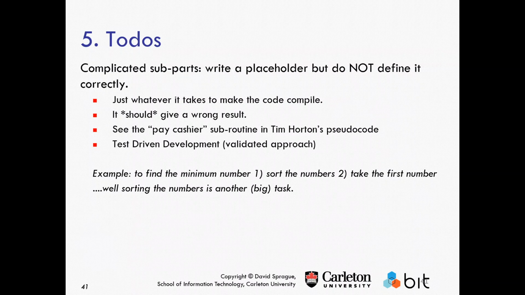So, for example, if I want to find the minimum number in a list of numbers, I could sort the numbers, take the first number, right? It's sorted, meaning it goes from the smallest to the largest, and then I just take the first number. Well, sorting actually is a really, really, really big problem. It's actually more difficult to do than you might expect, at least doing it well. But I just put a TODO saying, yeah, I'll sort it, and then I'll take the first number. And then later, after I've done the rest of it, I go back and figure out how to sort things.